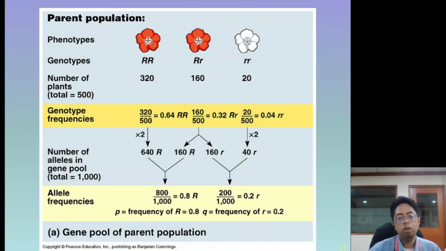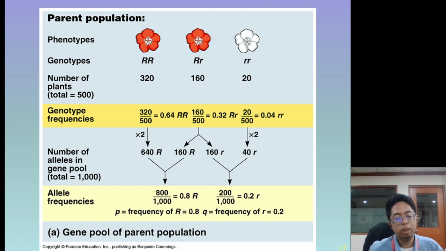In this picture, you can see that there is a parent population. There are phenotypes which are red and white. For the genotypes of red and white, you have three genotypes. The first genotype is big R big R, two dominants. Second is big R, small r, one dominant, one recessive. And the third one is small r small r, both recessive, which is white color. Let's say that in the number of plants, which total 500, 320 are big R big R, 160 are big R small r, and the rest are small r small r. In that, the most will be the double dominant.